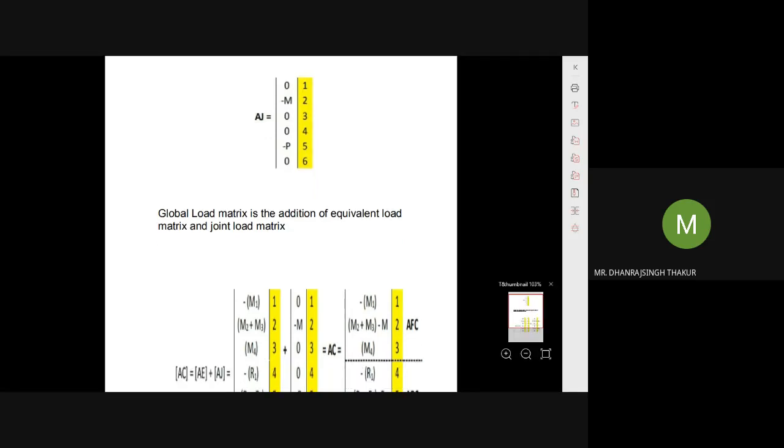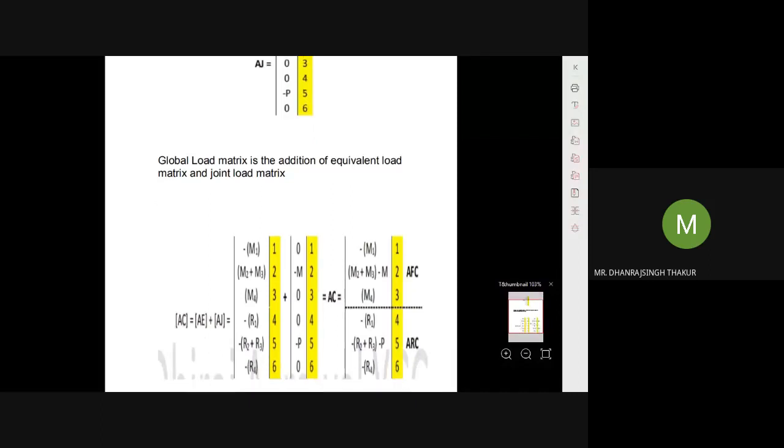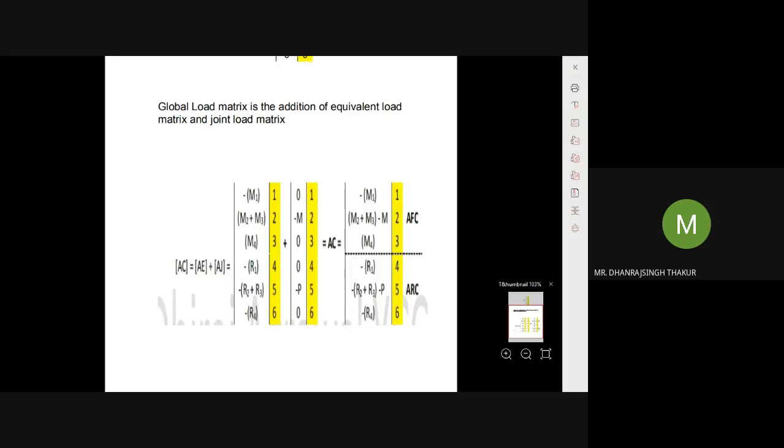Again, we will take a problem when you understand. Then the global load matrix is the addition of the equivalent load matrix and the joint load matrix. So AC will be AE plus AJ. This is the AE matrix and this is the AJ matrix. Add these and you will get the complete global load matrix. Then it is again divided into AFC and ARC.